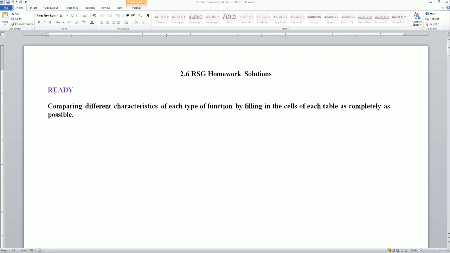Alright, we have the ready part here. It says compare different characteristics of each type of function by filling in the cell of each table as completely as possible.